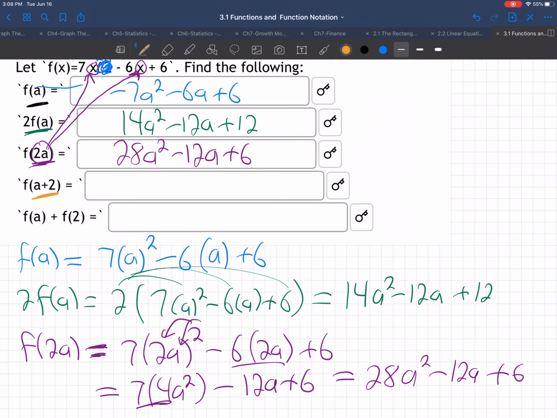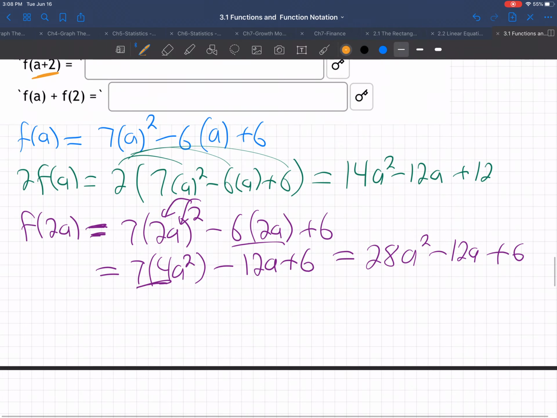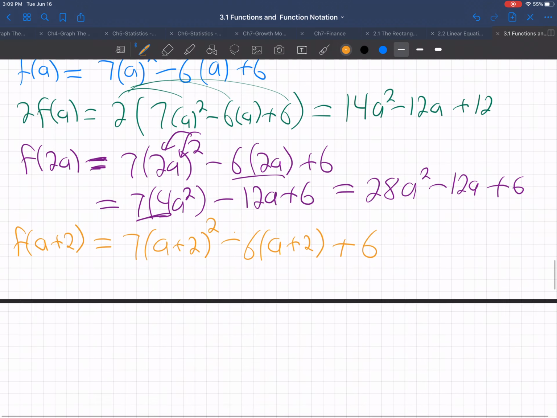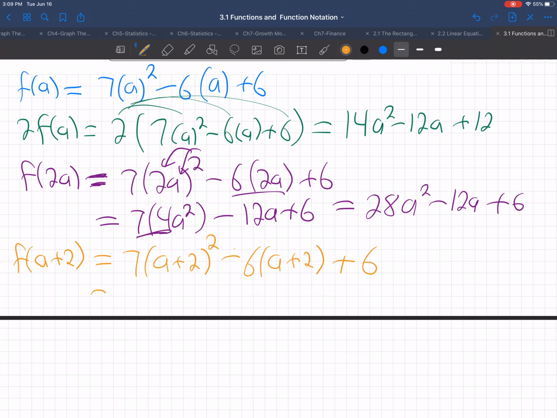Now a plus 2. We're going to plug a plus 2 into the parentheses. So again, everywhere x was, we put parenthesis a plus 2. Now we got a little more work to do here. For this one, we're going to have to go parenthesis a plus 2, parenthesis a plus 2. You're going to have to write 2 of them. This one will distribute minus 6a minus 12 plus 6.